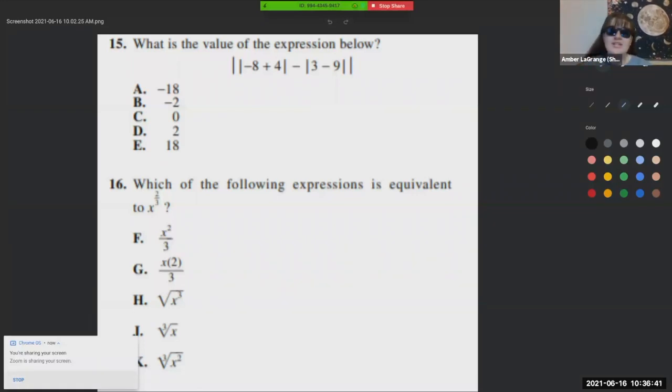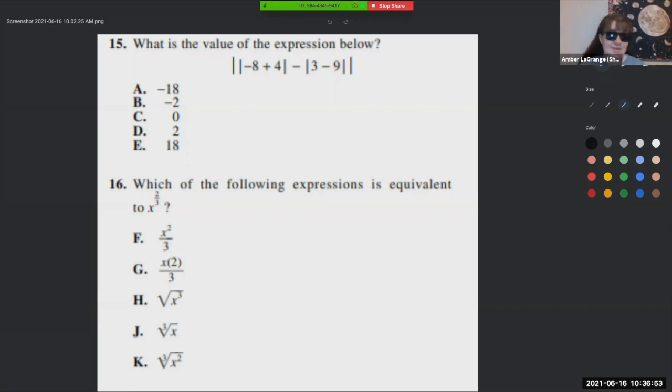Question 15 asks, what is the value of the expression below? We see it's the absolute value of the absolute value of negative 8 plus 4 minus the absolute value of 3 minus 9. Absolute value can be referred to as the distance from 0, and distance is always positive. So you can't have a negative absolute value.